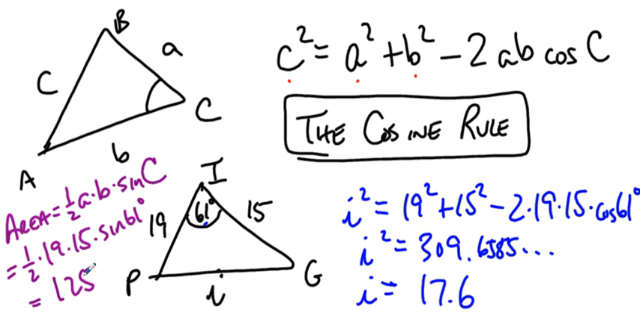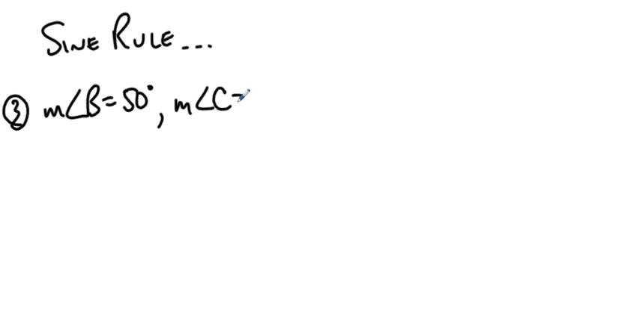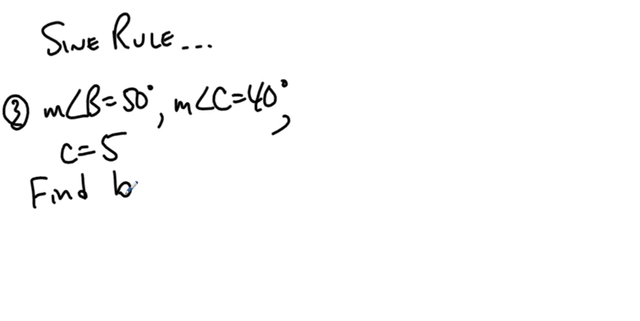Okay, those are all things that should have been shown to you in some course involving trigonometry in high school. So what should you know how to do? Well, you should know how to use the sine rule. Let's see. If the measure of angle B is 50 and the measure of angle C is 40, and the side opposite angle C is 5, I think you should know how to find the side opposite angle B and the area of triangle ABC.